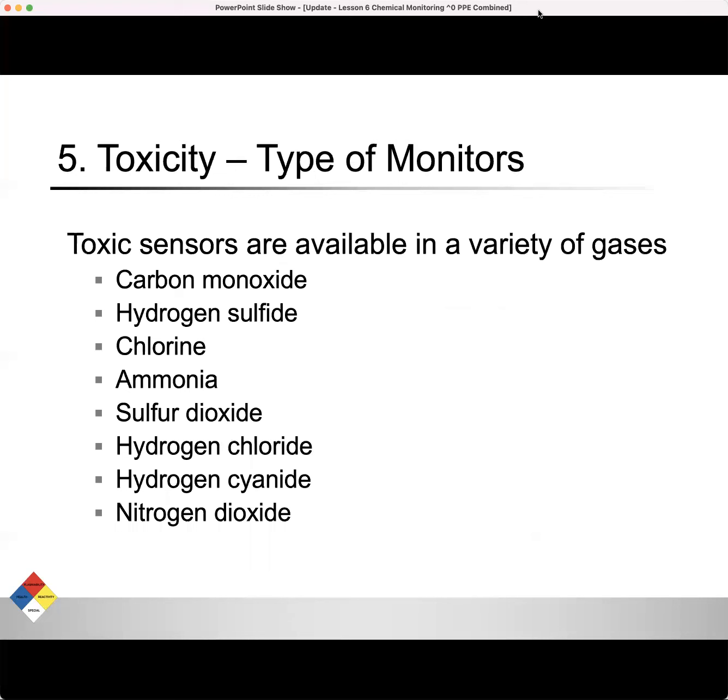When it comes to toxicity, monitors are available for a variety of gases. You can get specific ones for carbon monoxide, hydrogen sulfide, chlorine, ammonia, sulfur dioxide, hydrogen chloride, hydrogen cyanide, and nitrogen dioxide. So many times in industries and fixed facilities, they'll have specific monitors for the chemicals that they know they deal with.